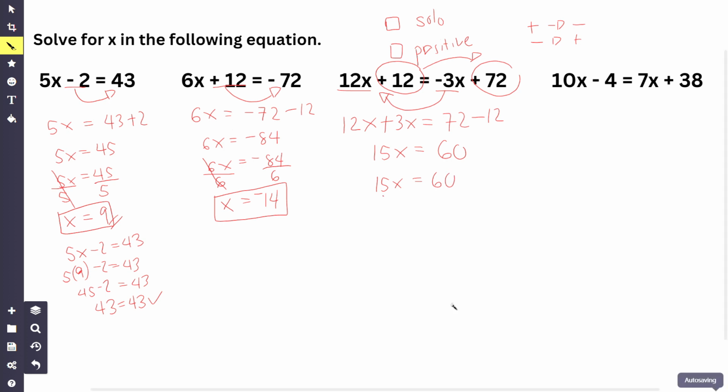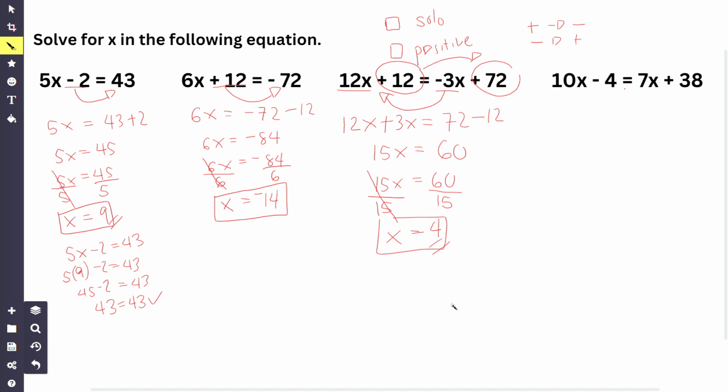Now, what do we do? Again, your goal is to make x solo and positive. So I will just put here 15. If I divide 15x by 15, of course, 15 will be cancelled, and what will be left is x. But again, don't forget, whatever you do on the left side, you need to also do on the right side. Now, what is 60 divided by 15? That is 4. And that's your final answer. Now, let's do the last question here.